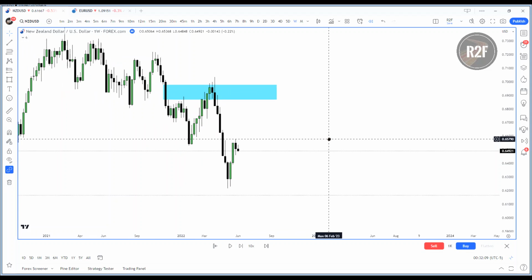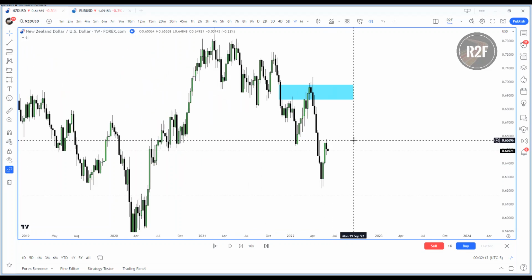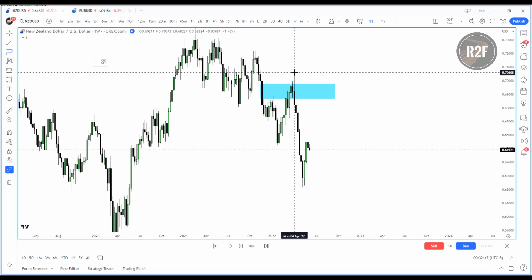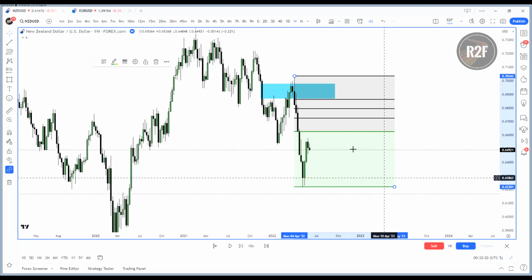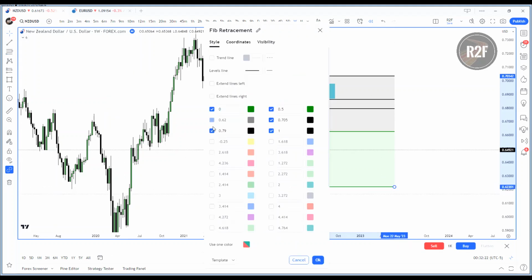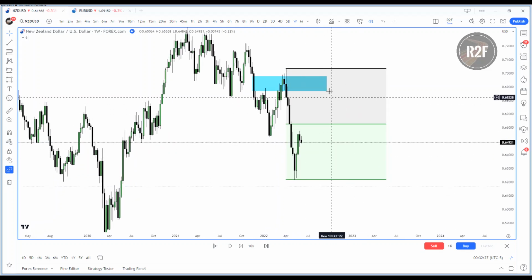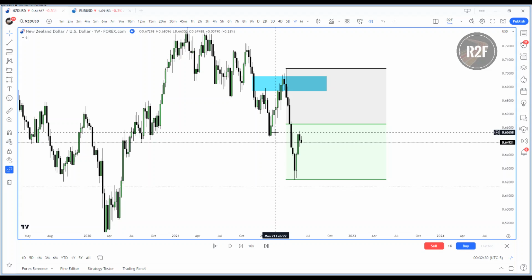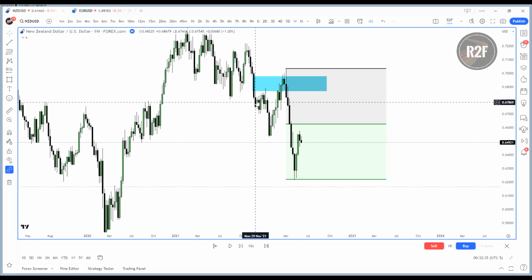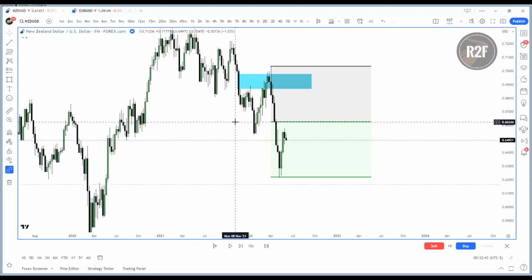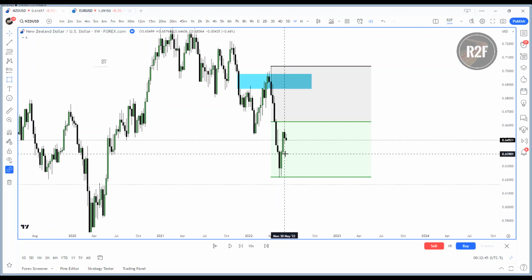Okay, so this one's a tough one because we could continue to go down from here, but let's just, for the sake of it, annotate premium and discount of this range. We are in discount, so we can't look for long. Though price is coming into this gap inside an overall breaker, mitigation block, order block, depending on what time frame. But let's see if we can see anything here.